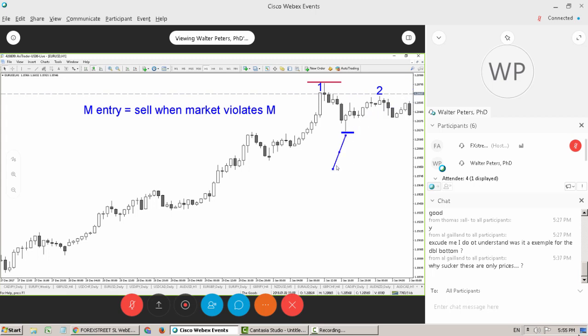Also, if this is a box, a consolidation box, like I was showing you in the first chart that we were looking at, which was the Kiwi, if this ends up being a consolidation box, you're probably also not going to get entered.